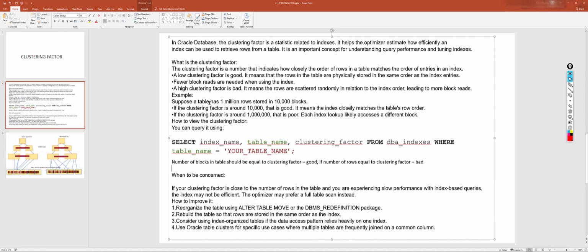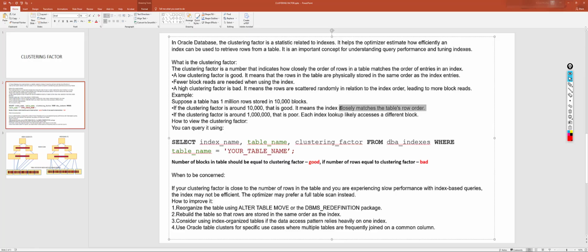Okay, so here is an example. Suppose a table has 1 million rows stored in 10,000 blocks. If the clustering factor is around 10,000, that is good. So I already mentioned this formula, right? The number of blocks in the table should be equal to the clustering factor. So here the number of blocks is 10,000 and the clustering factor is also equal to the number of blocks. This is good. It means the index is closely matching the table's row order.